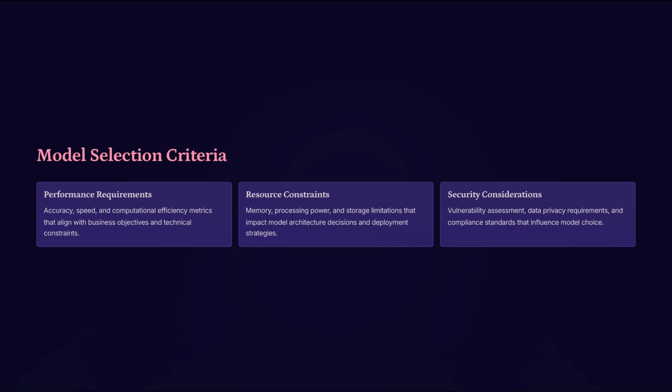Factors such as memory, processing power, and storage limitations play a crucial role in shaping our model architecture and deployment strategies. Equally important are security considerations, which encompass vulnerability assessment, data privacy requirements, and compliance standards. These elements significantly influence our model choices, ensuring that we not only achieve functionality but also maintain safety and integrity. Next, we'll explore the critical training procedures and best practices, starting with the vital process of data preparation. Let's get ready to dive into how we can effectively clean, preprocess, and secure our training data.